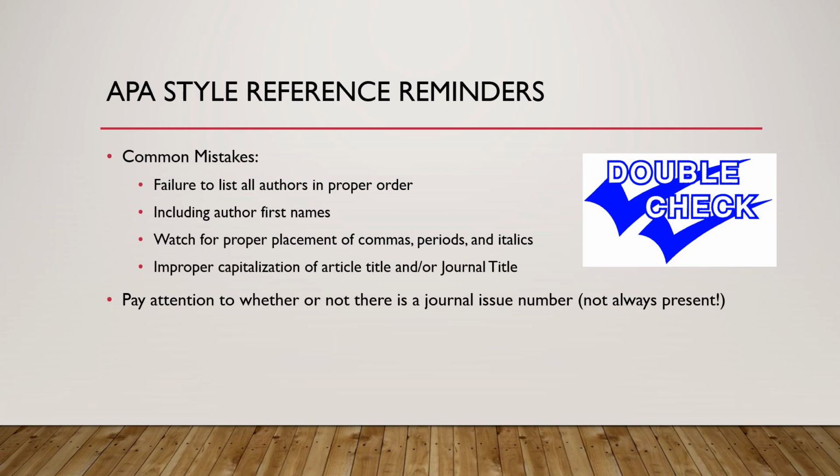You also need to watch for those commas, periods, and italics. I know it switches up a lot. Where do you put it? Where do you not italicize? But keeping track of that is an important part of how the reference section is listed. And also make sure that you're capitalizing correctly. The article title is sentence case. The journal title is all capitals. These are the common things that we see. You're inevitably going to get it wrong somewhere, so just keep an eye out for these. Also, pay attention to whether there's a journal issue number.